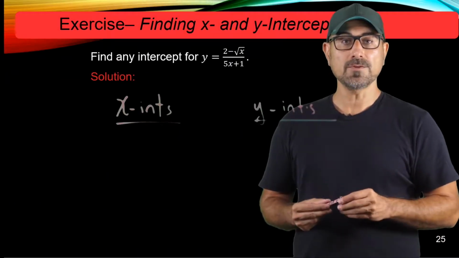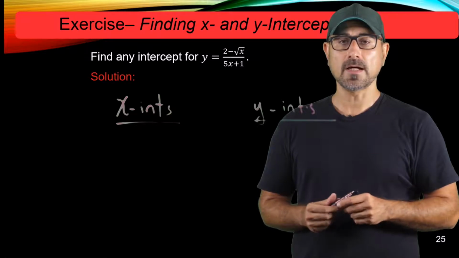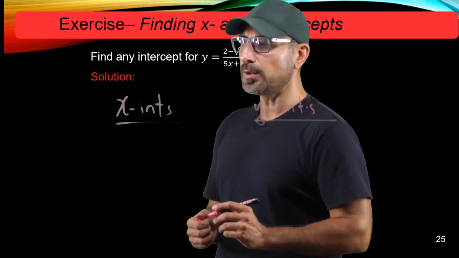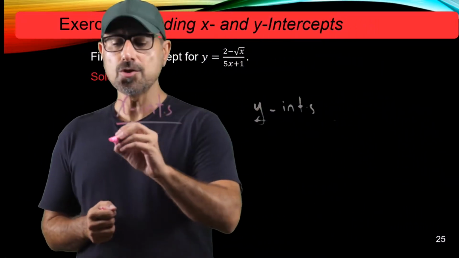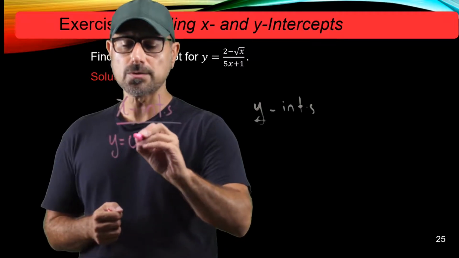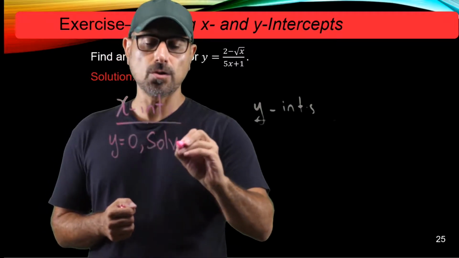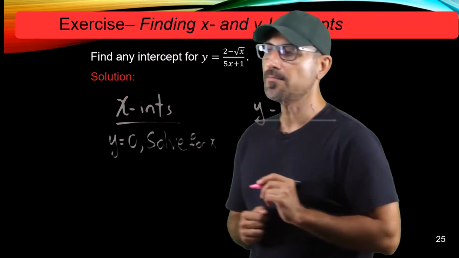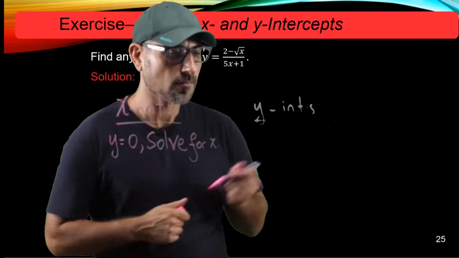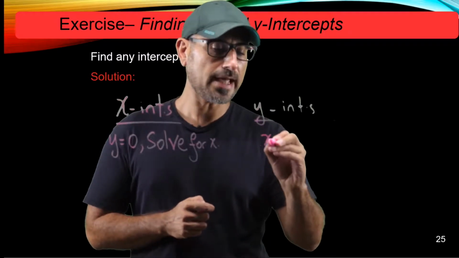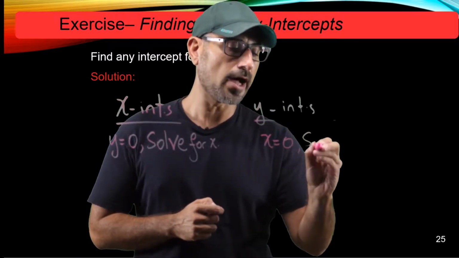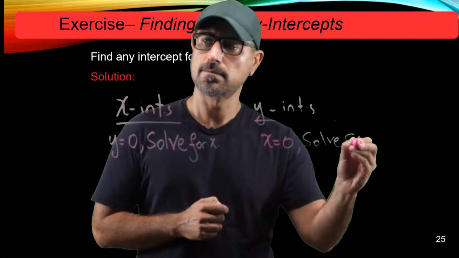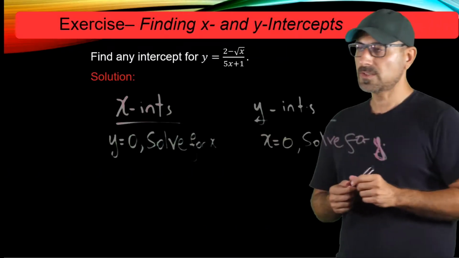We have a recipe to find x and y-intercepts. Let me just remind you what they are. For x-intercepts, you set y to 0 and solve the equation for x, okay? And for y-intercepts, you set x to 0 and solve for y. All right, let's follow this strategy.